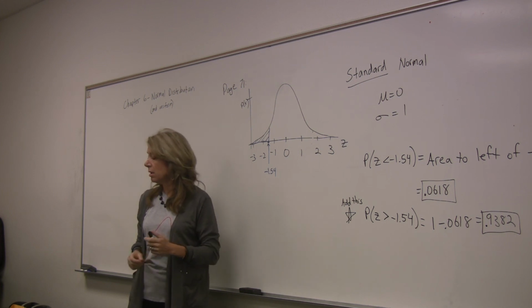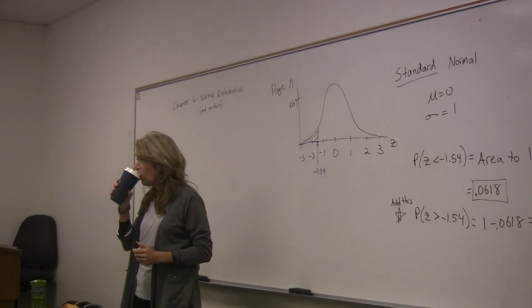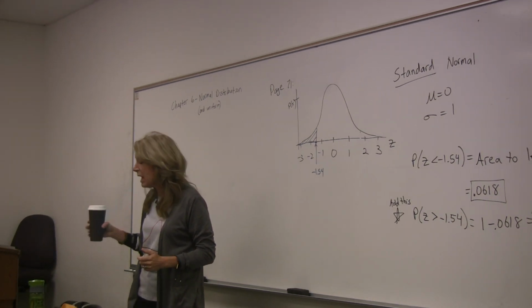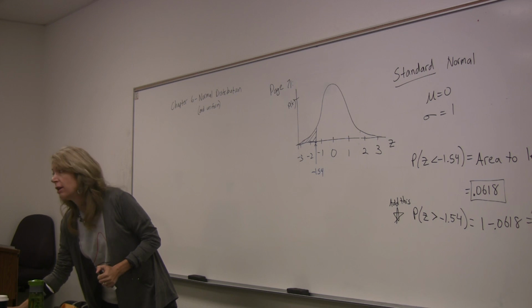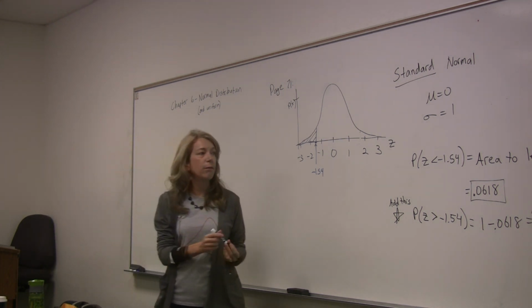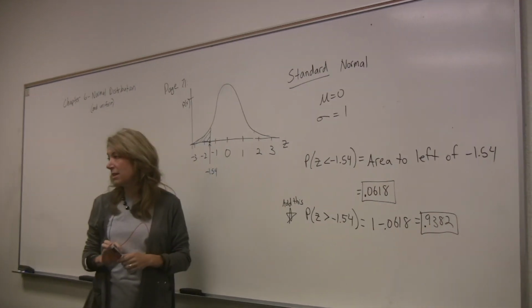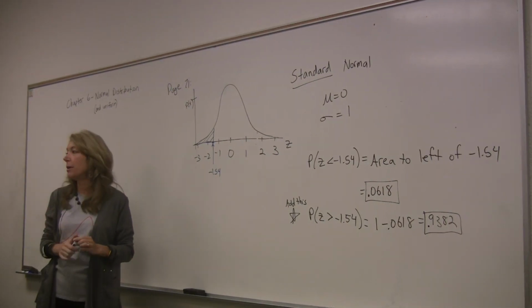Yes, sir. What if it was z is less than or equal to negative 1.4? Is that literal? It's the same whether it's less than or equal to, because again, getting exactly that doesn't make any difference. So whether we write less than or equal right here, same answer, because it's, again, impossible to get the exact number.